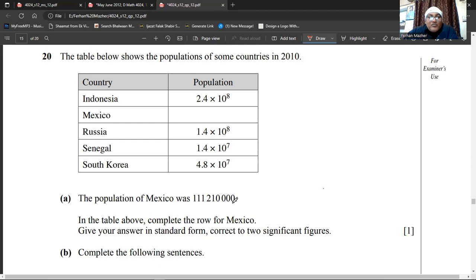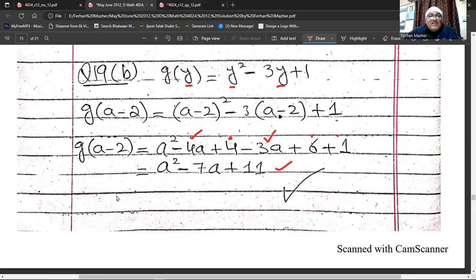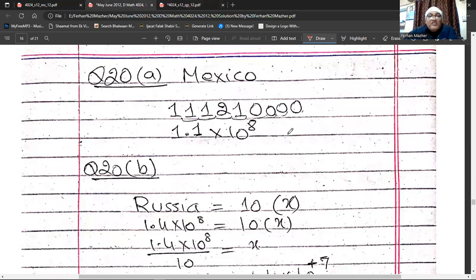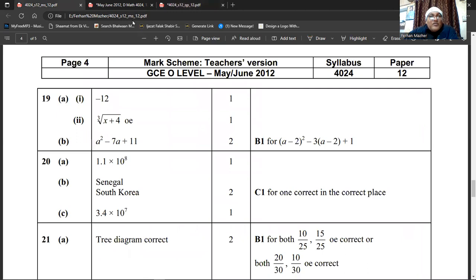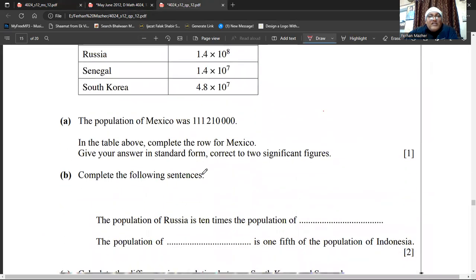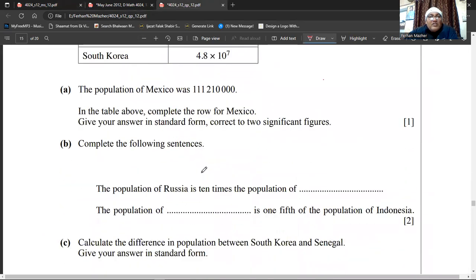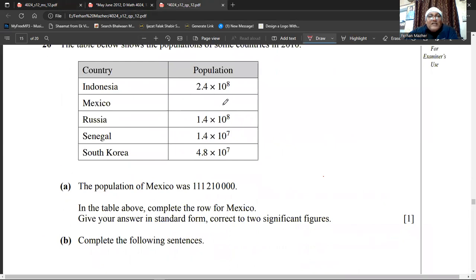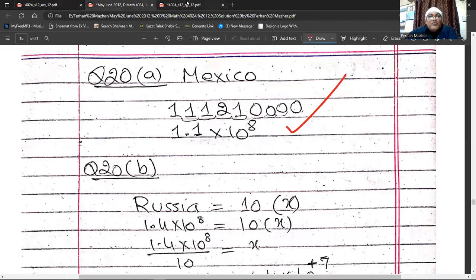You see this decimal should move 1, 2, 3, 4, 5, 6, 7, 8 steps here, and it should come here. Then it will become 1.1 x 10 to the power 8. So the population will be 1.1 x 10 to the power 8. This is how this will be done. So you have to write here 1.1 x 10 to the power 8. Just write that answer here.